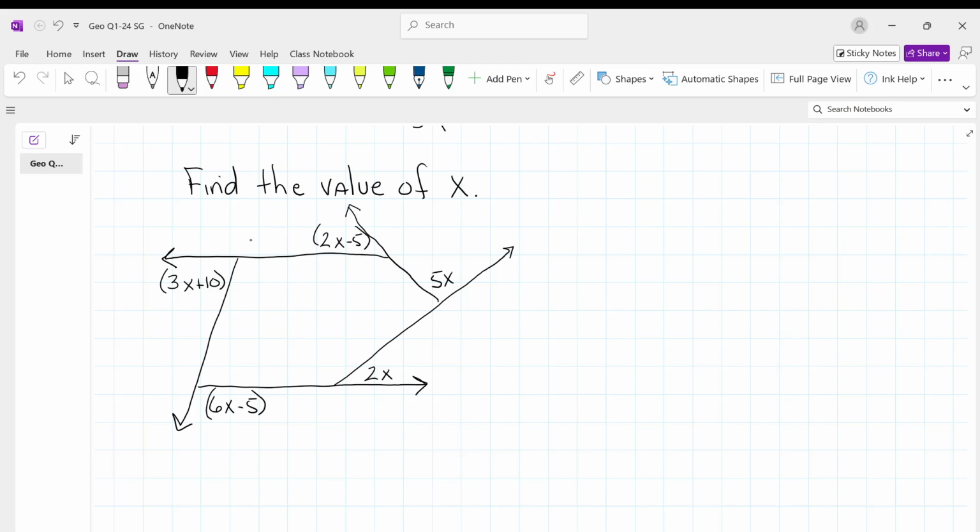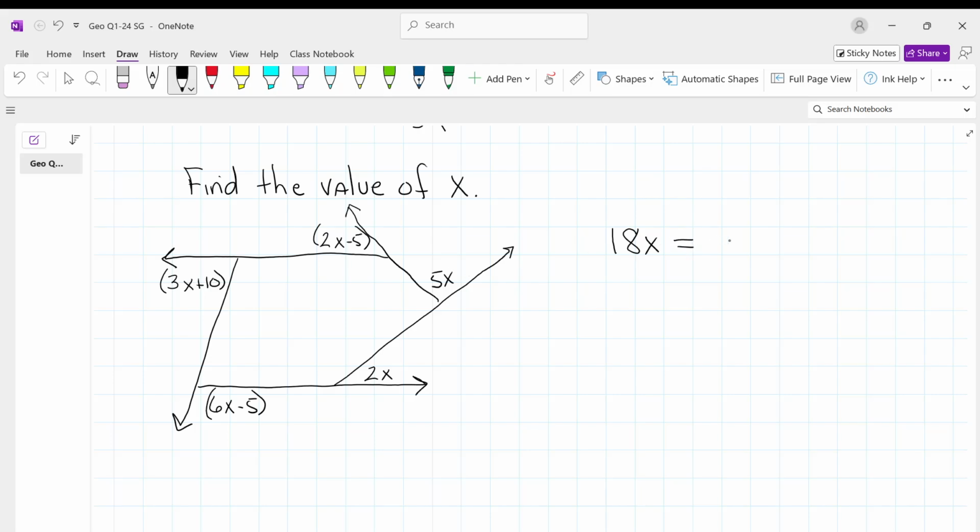So I'm going to combine all these x's first. All right, I'm going to start with the 5x right here. So 5x plus 2x is 7x. Plus 3x is 10x. Plus 6x is 16x. Plus another 2x is 18x's. And then we have negative 5 plus 10, which is 5, minus 5, which is 0. So when we combine all of our like terms for all these expressions, we get 18x.